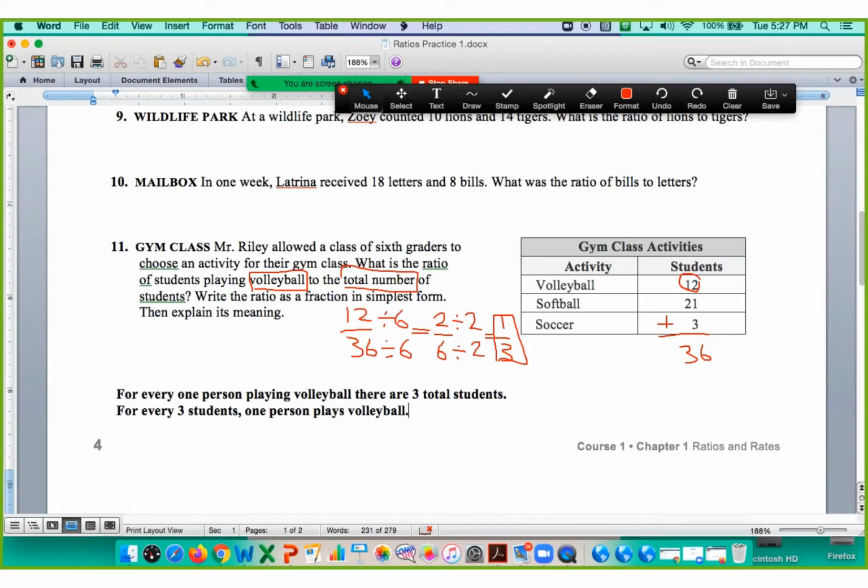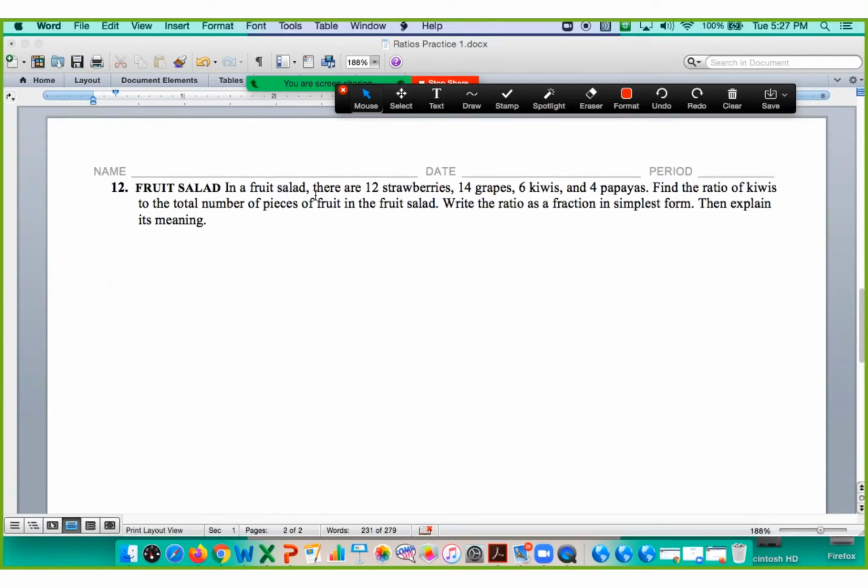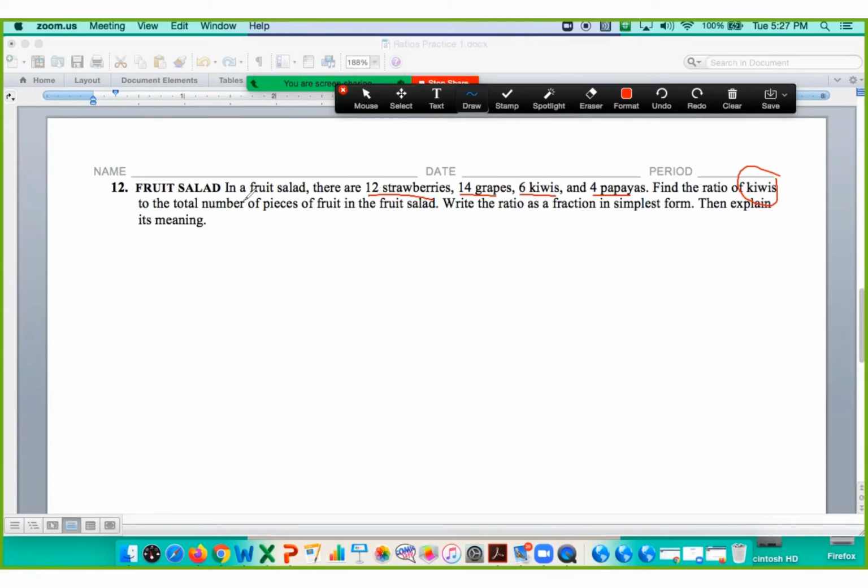Okay, so that's again a ratio. We're just comparing. That's what ratios do. They just compare 2 or more quantities, things you can count or amounts. And let's do one more. Let's do number 12. So in a fruit salad, there are 12 strawberries, 14 grapes, 6 kiwis, and 4 papayas. Yummy. Okay, find the ratio of kiwis to the total number of pieces of fruit. Write the ratio as a fraction in simplest form and then explain what it means. All right, so just like the other problems, what are they asking for first? They're asking for kiwis, and you're going to compare that to the total number.